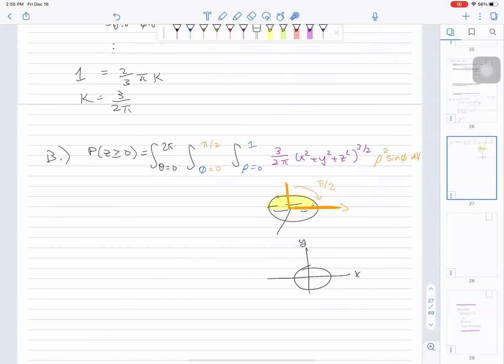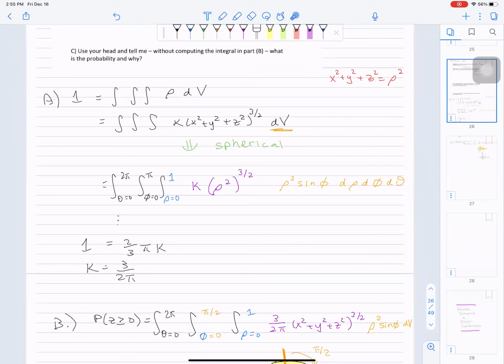Yeah. So you want to think about a globe, and you just have the top part, but it's still the entire top part. And so when we collapse it, we look at the shadow, it's still the entire circle in the xy plane. And so theta is 0 to 2 pi still.